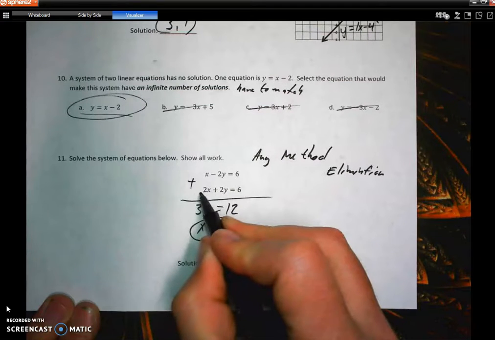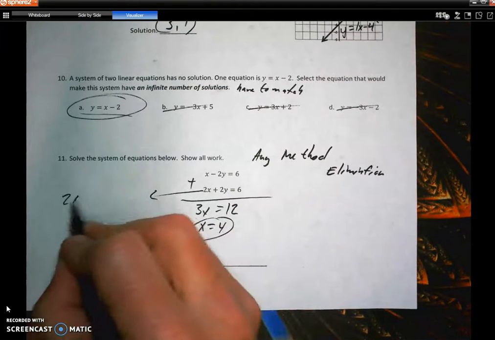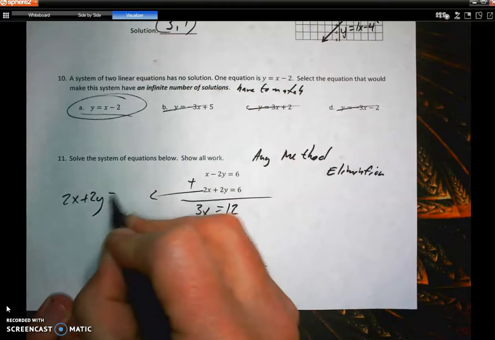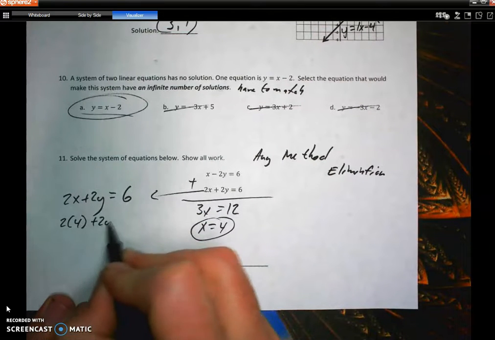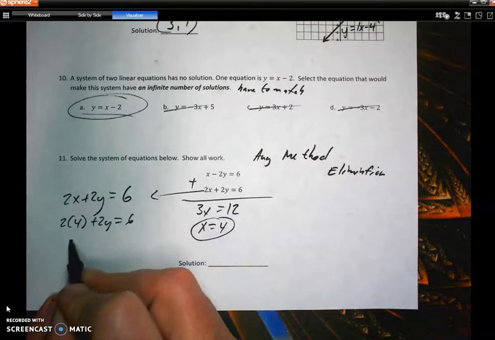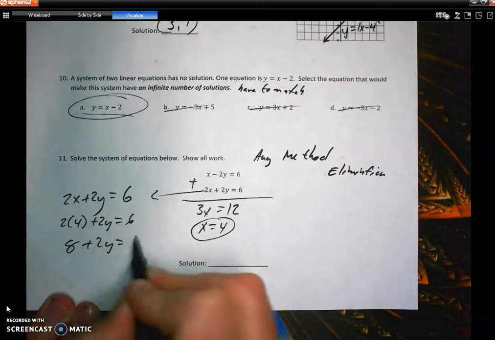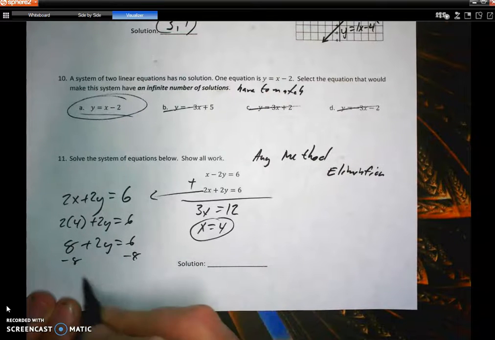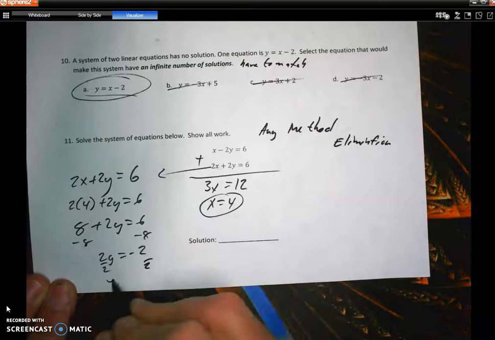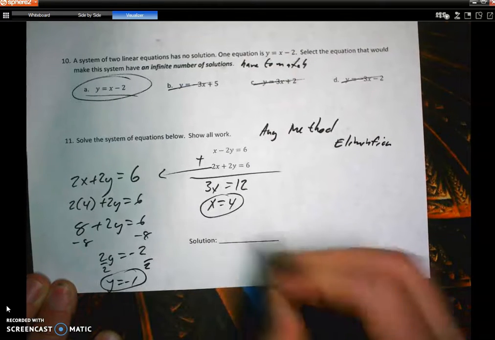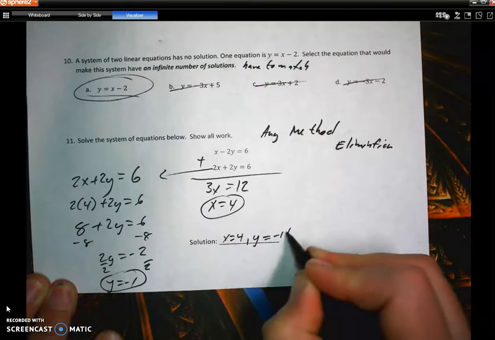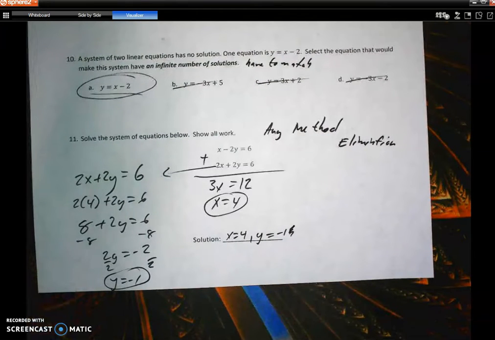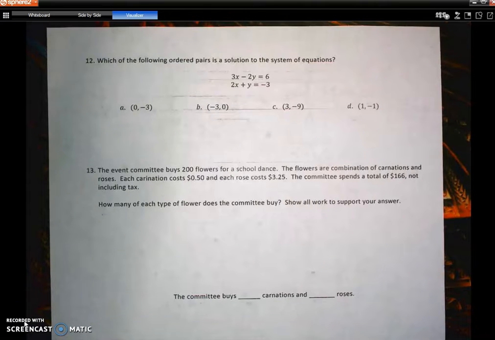Plug it back in. I'm going to use that second equation. 2x plus 2y equals 6. Now it becomes 2 times 4 plus 2y equals 6. That becomes 8 plus 2y equals 6. Subtract 8. 2y equals negative 2. Divide by 2. y equals negative 1. So the answer is x equals 4, y equals negative 1, not 11. Nice.